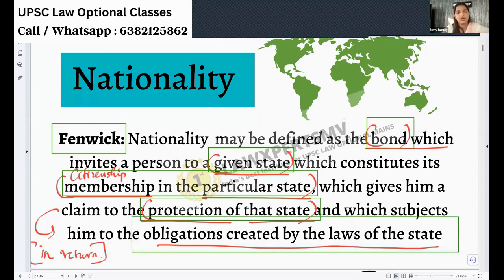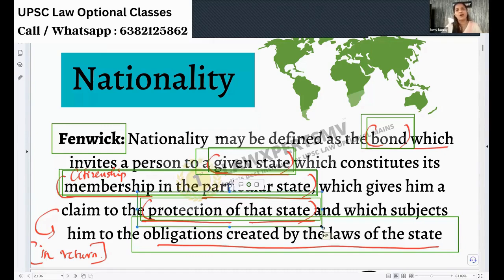Nationality is a bond. Bond between whom? Between the individual and the state. And it is creating a membership in the particular state. Since you are a member of that state, what can you do? You can claim protection from that state.